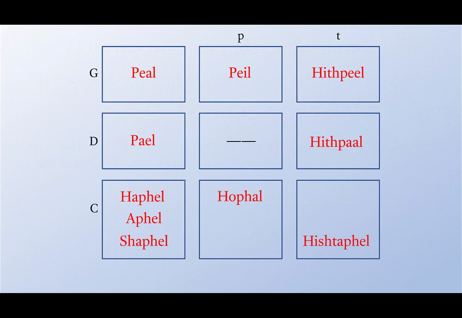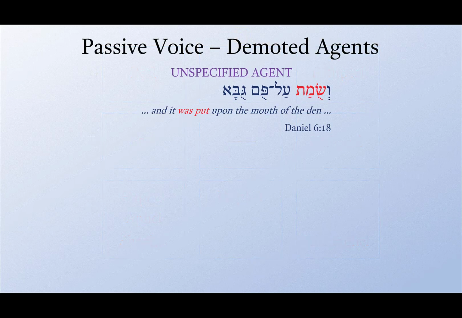Now, going back to our 9-cell grid, I'd like just to talk a little bit about some more information about the passive stems. Passive voice. So an idea with passive voice is that agents are demoted or perhaps ultimately deleted. So the most frequently seen case is which there's no agent at all. And we see this in Daniel 6:18.